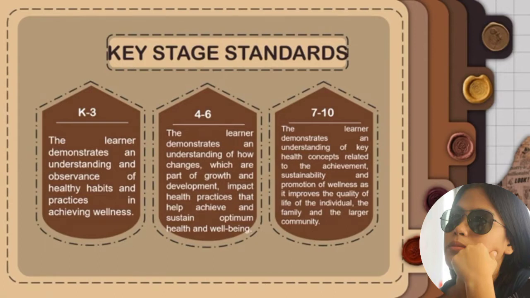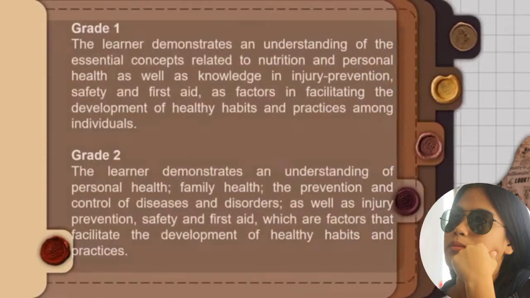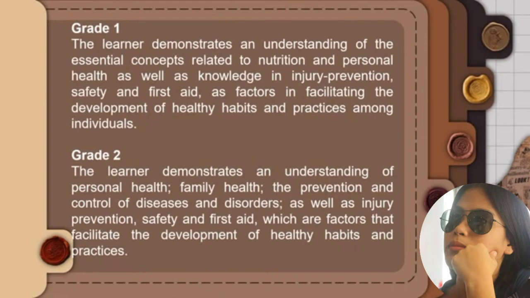So let's proceed to grade level standards. In grade 1, the learner demonstrates an understanding of the essential concepts related to nutrition and personal health as well as the knowledge in injury prevention, safety and first aid as factors in facilitating the development of healthy habits and practices among individuals.